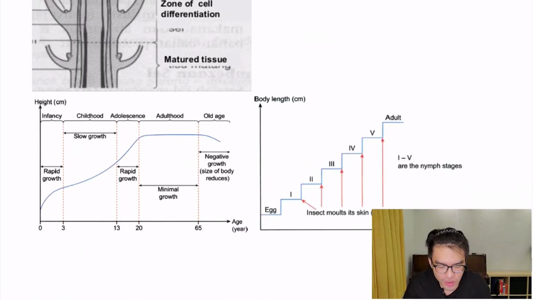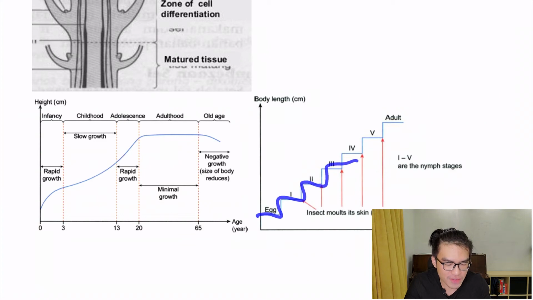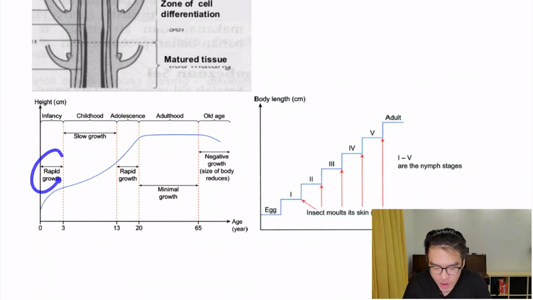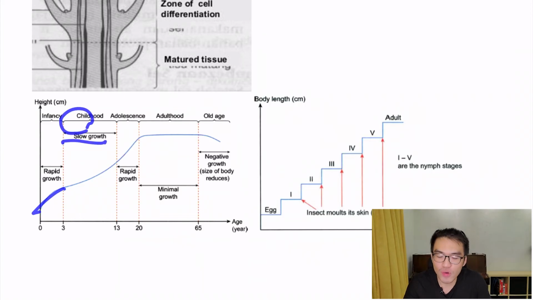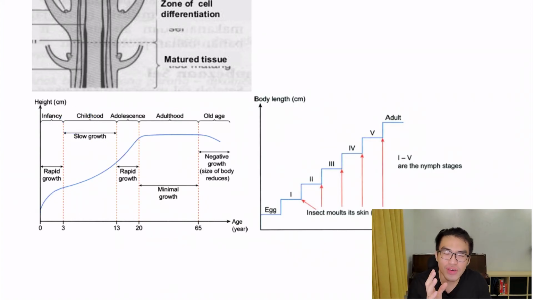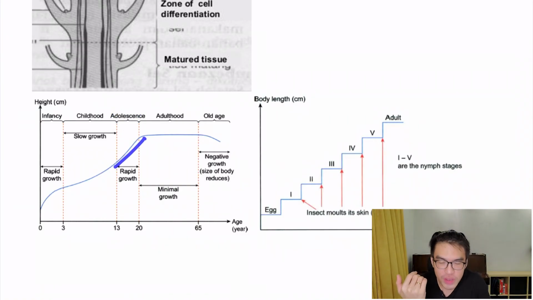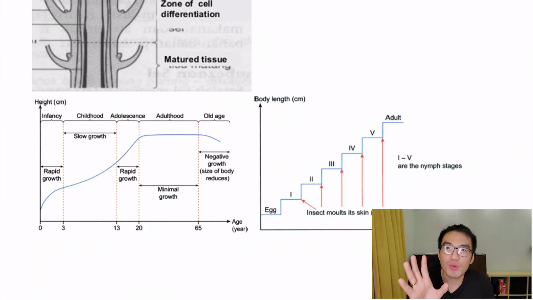Alright, so you have your sigmoid curve in humans and this step curve in insects. In humans, you have a rapid growth phase during infancy, slow growth during childhood, which is around 3 to 7 years old. And then when you hit adolescence, that's puberty, you have your rapid growth phase. Remember, females will hit puberty first.